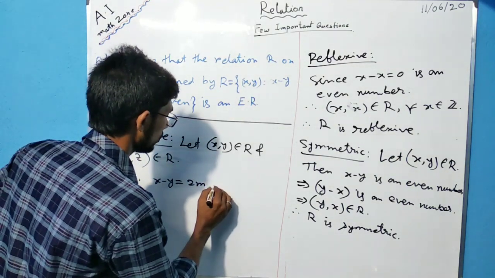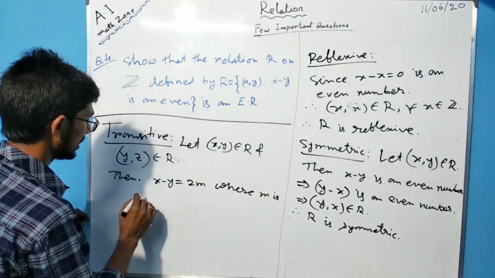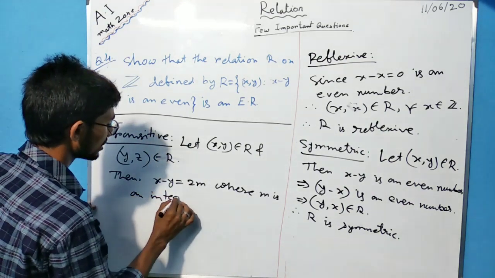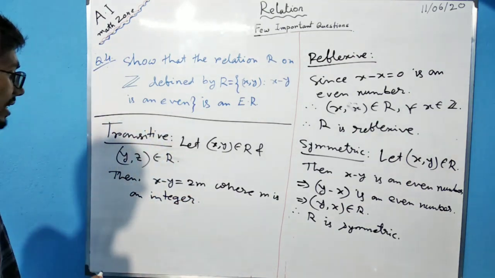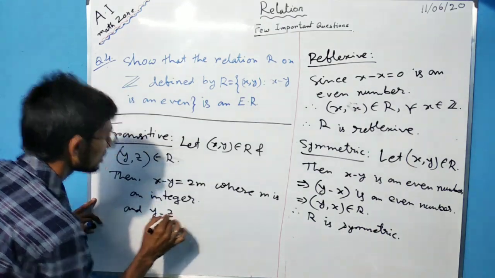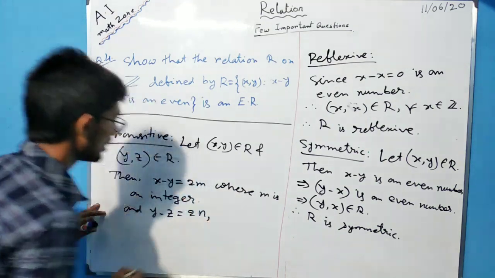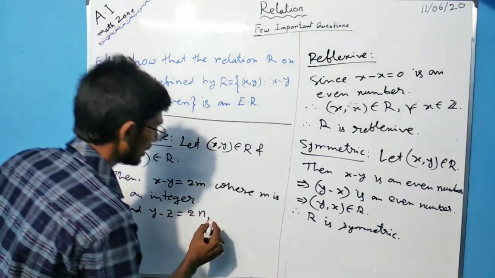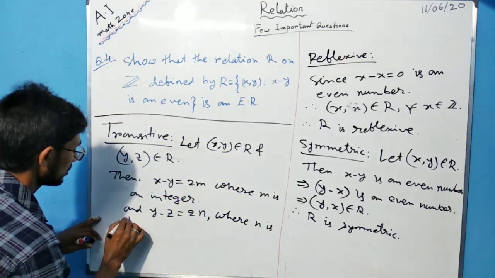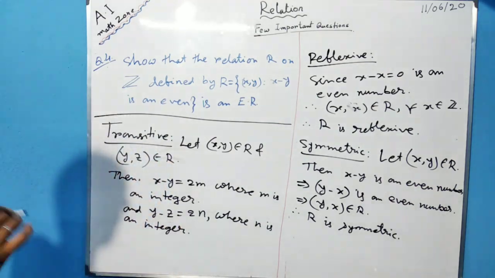So where m is an integer, right? And y minus z equals to 2n, right? So where n is an integer, right?